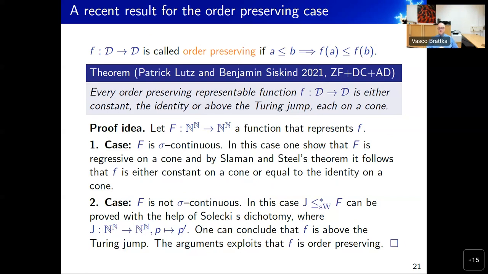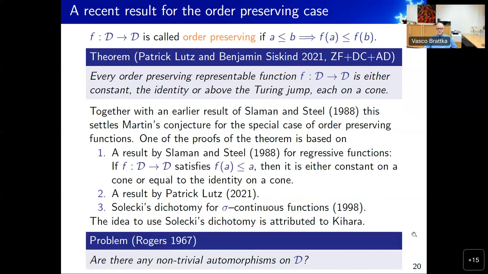And one of these proofs uses Solecki's dichotomy. I will tell you in a second what that is about. But essentially, they made a case distinction. So they looked at functions on Baire space, which represent this function on Turing degrees that they consider. So what does it mean?